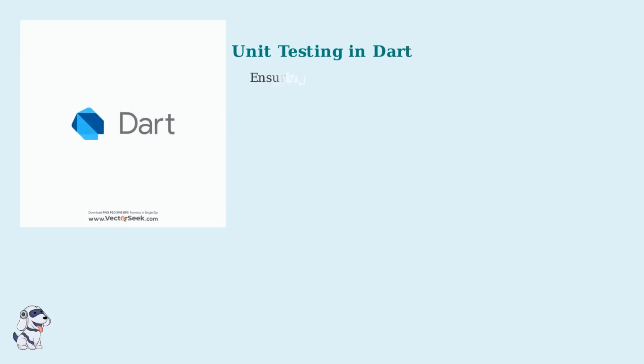Unit testing is a fundamental practice in software development that ensures your code works correctly and maintains quality over time. In Dart, unit testing provides a systematic way to verify that individual components of your application function as expected.